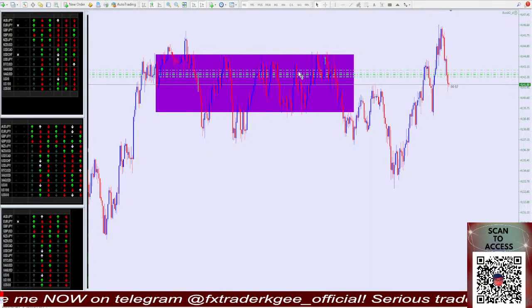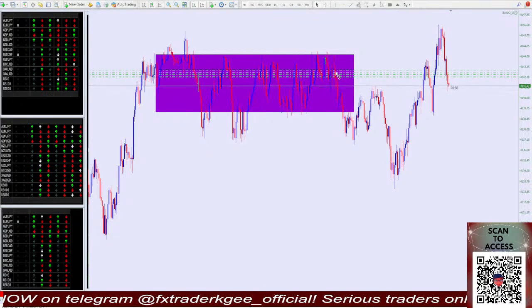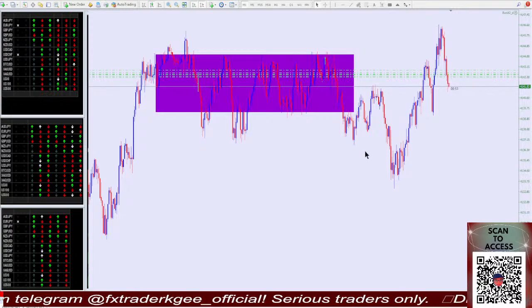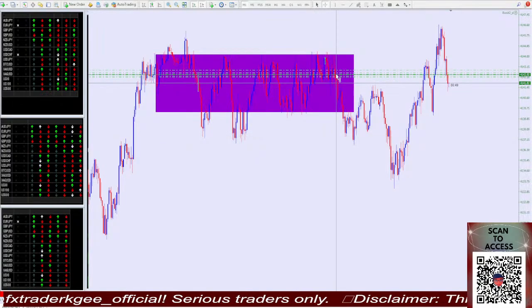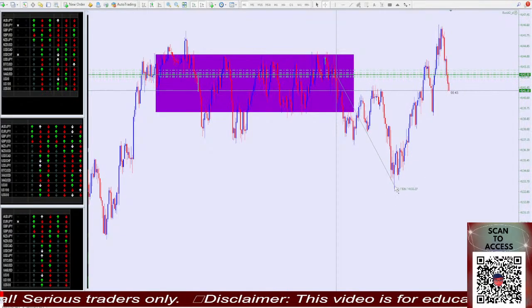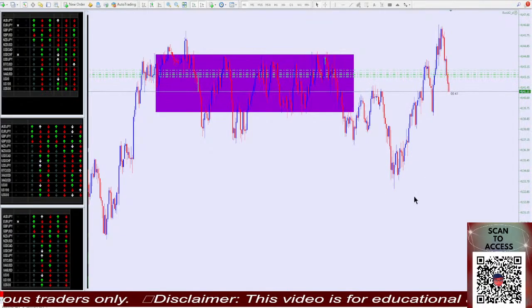Around this point was actually my entry. Okay, and if I had only wanted to just exit from here, it would have been around just as low as 92, 93 pips, which is also good for day trading.